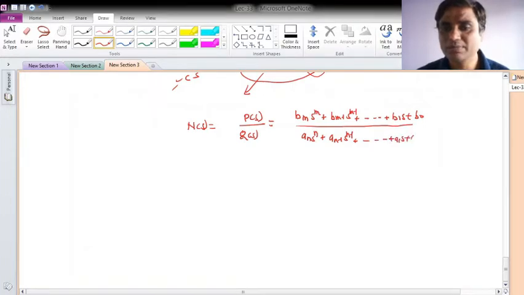plus A1s plus A0. Now in order to simplify, or in order to find the roots quickly, basically I want the highest power of s always to have coefficient 1. That means try to make the leading coefficient 1. And how can we do that, and what is the reason? Because with that my root calculations will be easy. So for that I will divide by Bm in the numerator and An in the denominator.